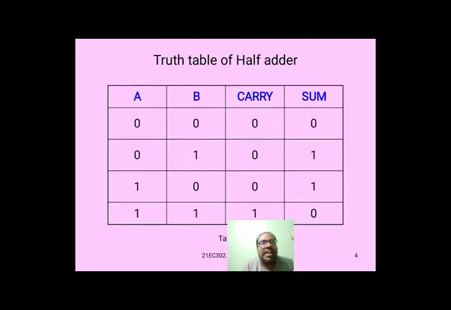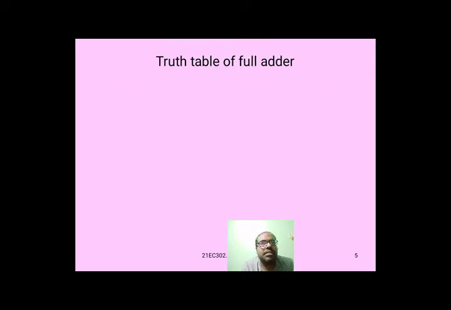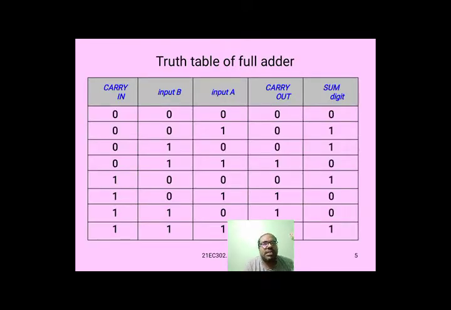The truth table of half adder is given here. Already we learned about this. Here carry is an AND gate and sum is an XOR gate. Next, truth table of full adder. Here we already learned that carry out is AND plus OR, sum is XOR plus XNOR. Carry output is (A XOR B) C in plus AB. Sum is A XOR B XOR C in.